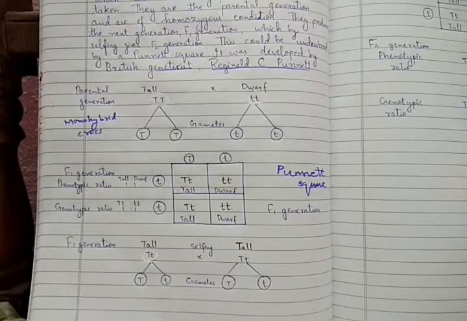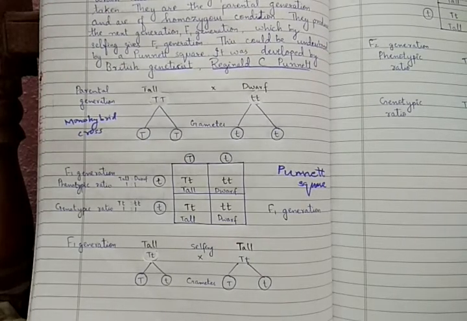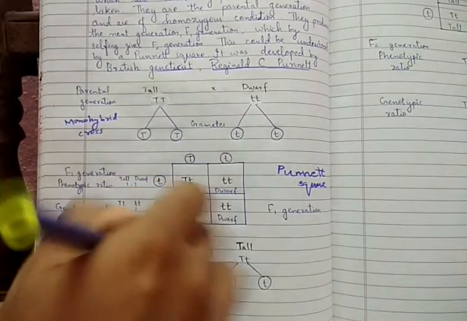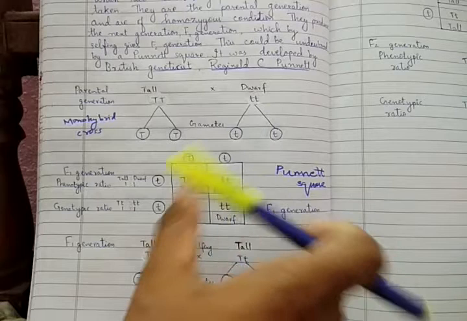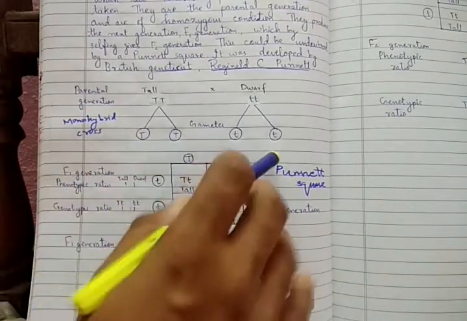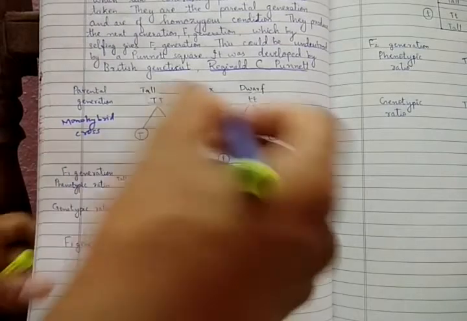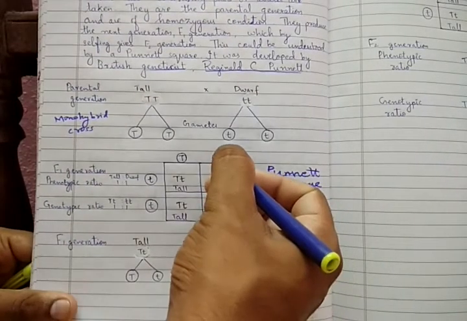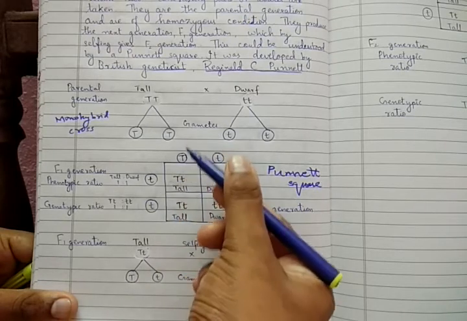Okay, so what happens in such cases? We will write one pair of alleles on one side and another pair of alleles on the other side. Okay, so we can write capital T on either side. I'm sorry, it is actually capital T, capital T, small t.